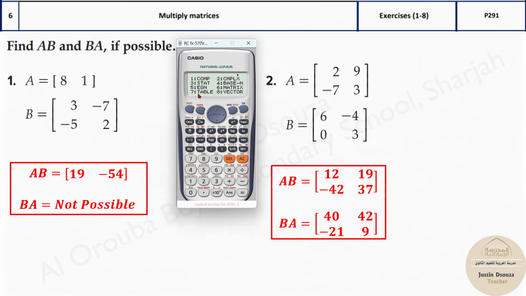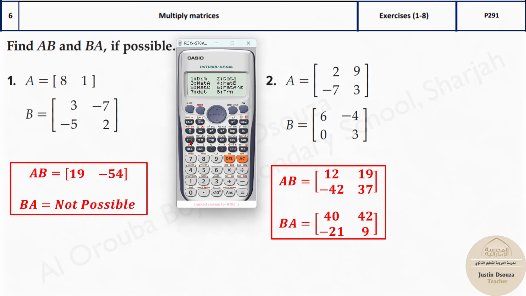Mode, 6 is the matrix. Press option 1 and now type in the matrix A, that is 1 by 2, because there's only one row and 2 columns, right? It's 1 by 2. There's no option over here. Let's press down. Here we get option 2, 1 by 2. Now type in the values 8 and 1 and then press AC.